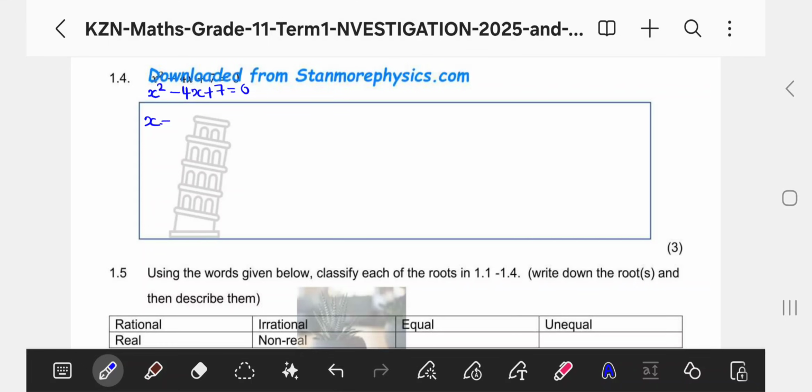Okay, so let's substitute. We are going to have negative b plus or minus the square root of b squared minus 4ac, and in this case a is 1 and c is 7, all over 2a, 2 times 1. Now let's simplify. We've got positive 4 plus or minus underneath the square root. When you simplify here, you are going to end up with negative 12.